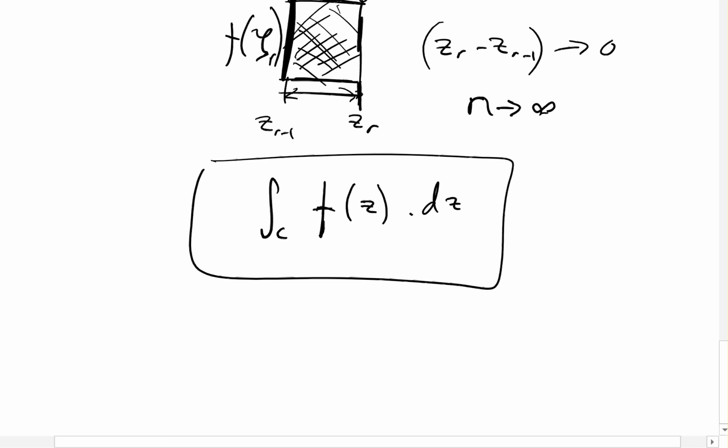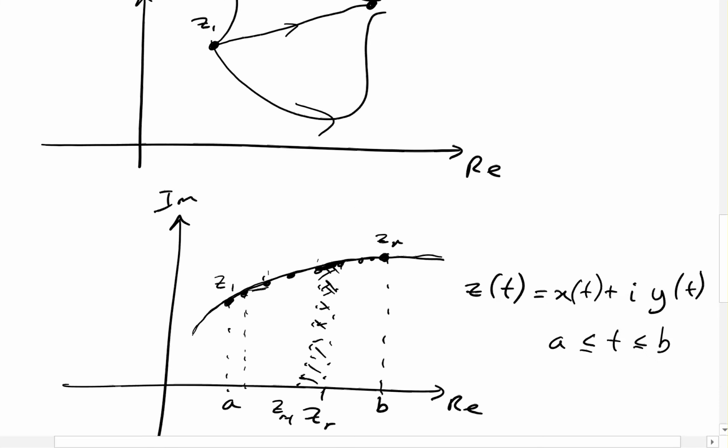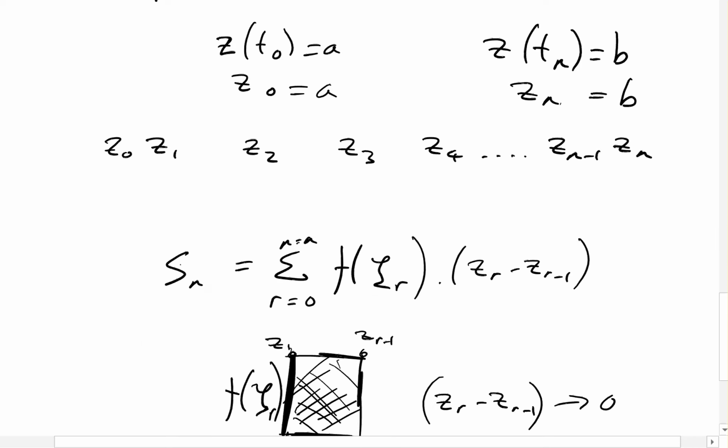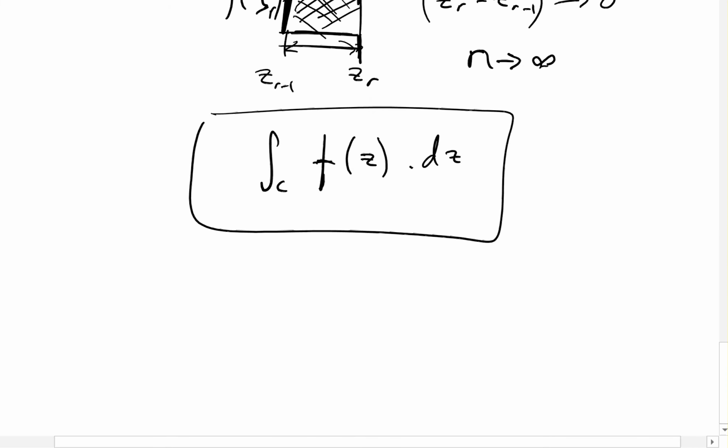Also we have to define the curve C, because remember, there's an infinite number of ways of getting from Z1 to Z2. So if you like, this is A and this is B. It's an infinite number of ways of getting between these two complex numbers. So I basically have to say this only works over a closed curve. A closed curve means that you start and finish at the same point.